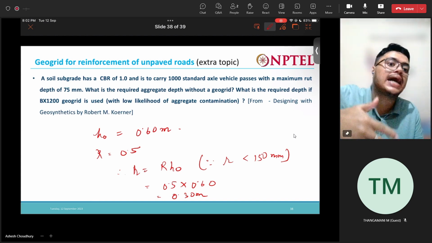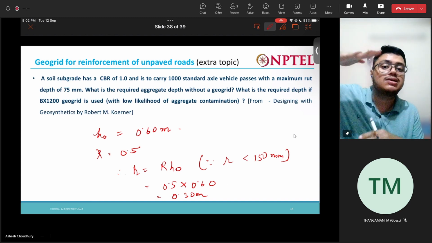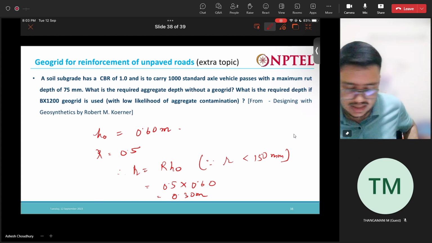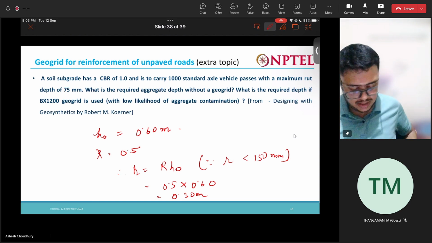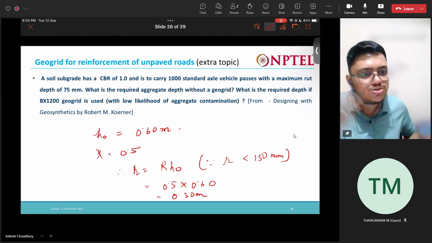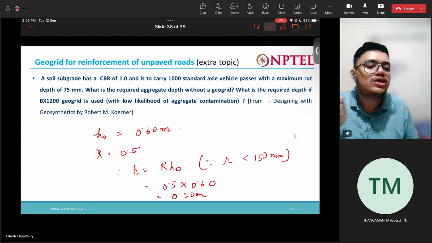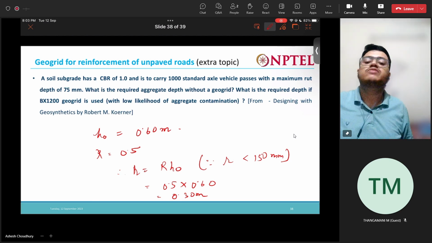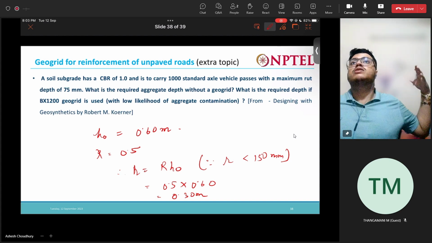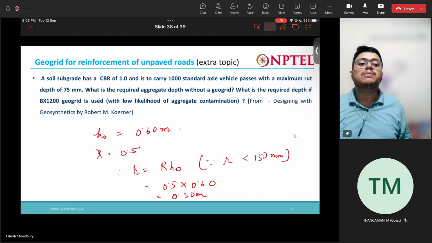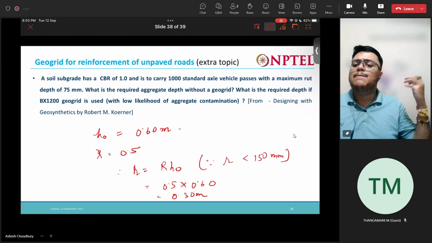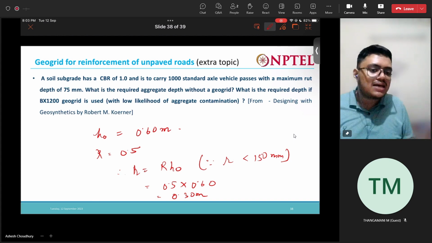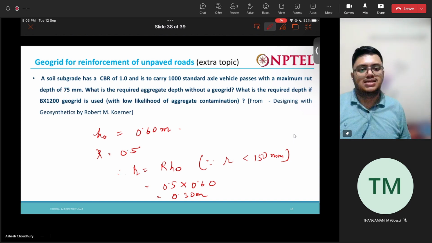So almost 50% height, your height of the aggregate is reduced just by using a layer of geogrid. All right, just by using the design charts that have already been derived and given by various researchers after repeated experiments, a huge number of experiments, numerical analysis, all those things. Many researchers have given this, and hence it makes the task of us, the designers, very easy.